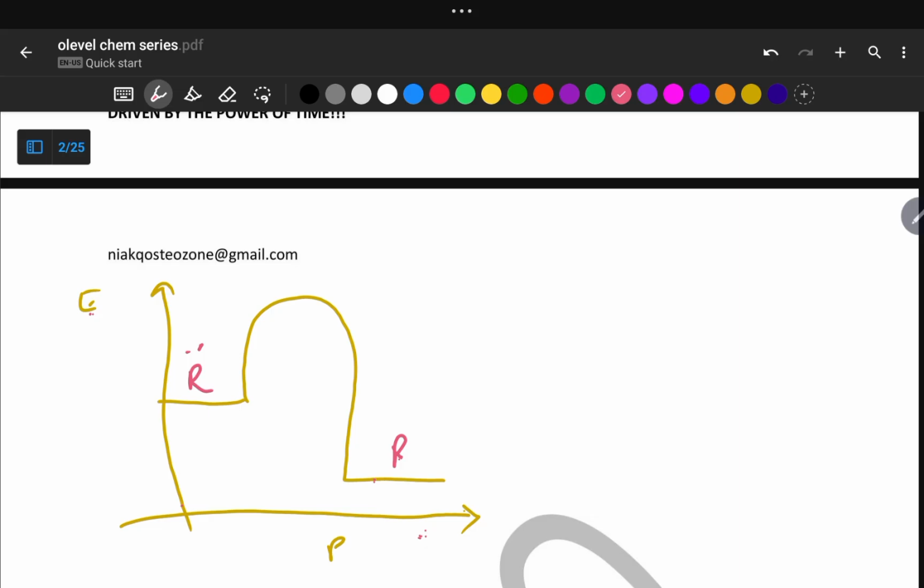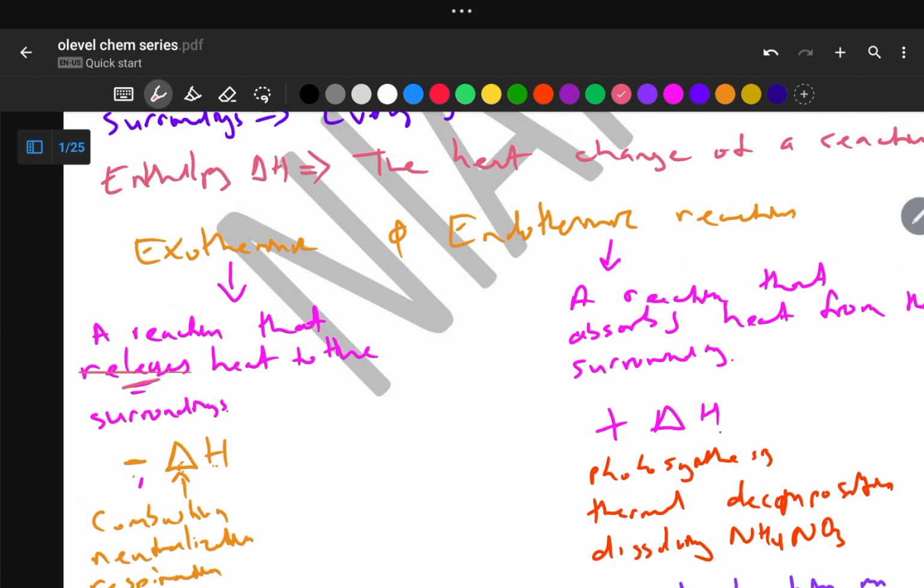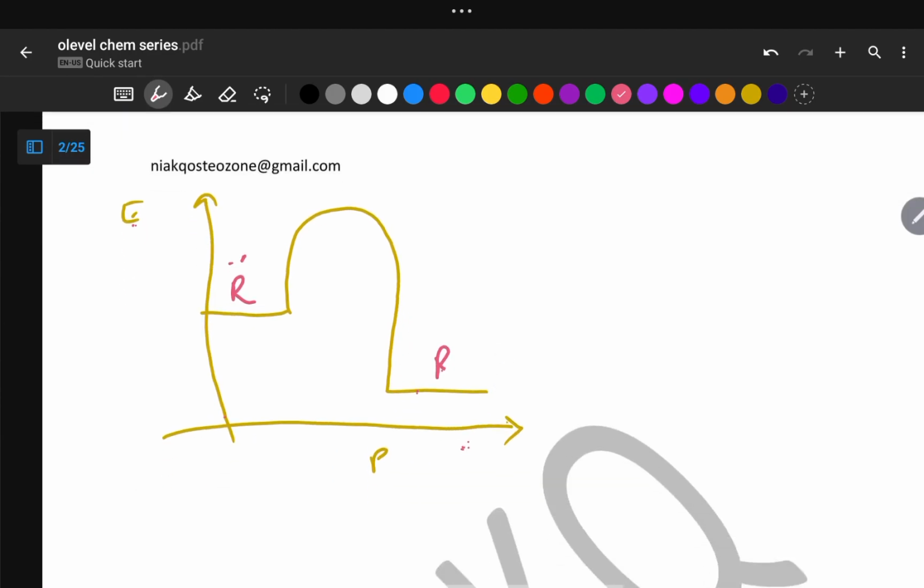Why? Because energy has been lost to the environment. We said exothermic means energy is being released to the surroundings, right? That's why the products have lower energy content compared to the reactants. So this is the starting point for all exothermic reactions.